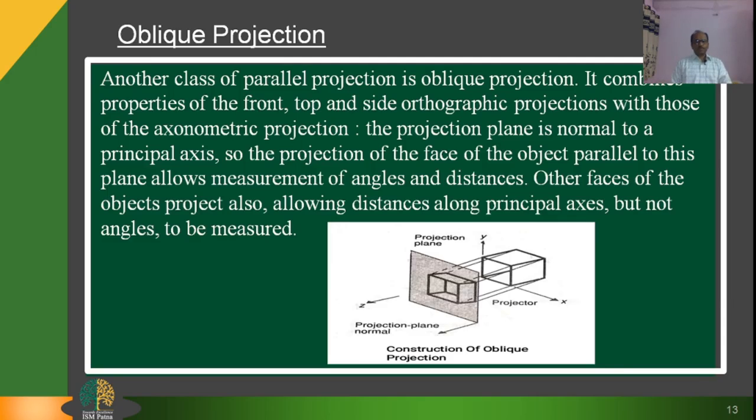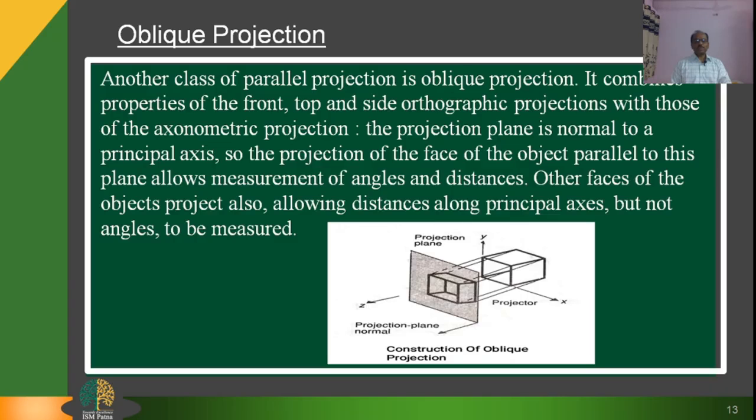The other one is oblique projection. It is one of the types of parallel projection. It differs from orthographic projections. It combines properties of front, top and side orthographic projections with those of the axonometric projection.